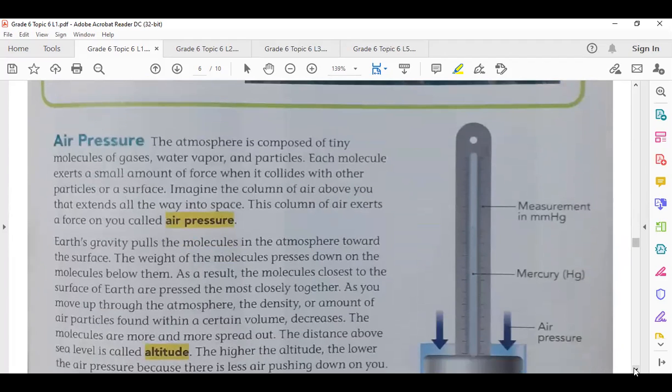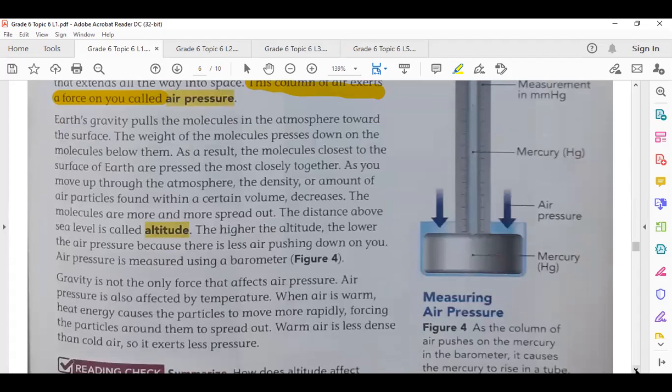Here, air pressure is also very important. What is the meaning of air pressure? It is the column of air that exerts a force on you, called air pressure. The gases of the atmosphere have a weight: oxygen, nitrogen, and other gases. The air around you exerts a pressure on you. Their weight exerts a pressure, but you don't feel this. This weight or force exerted by the gases in the atmosphere is called air pressure.